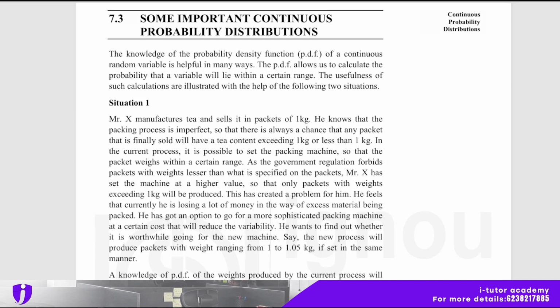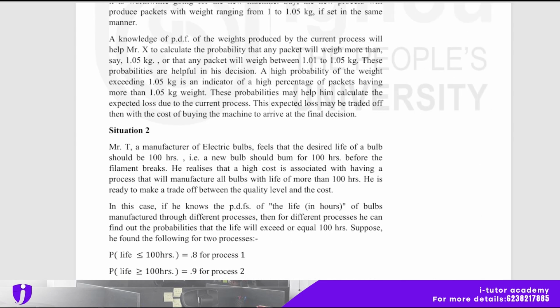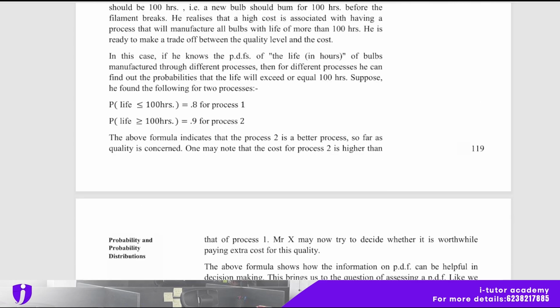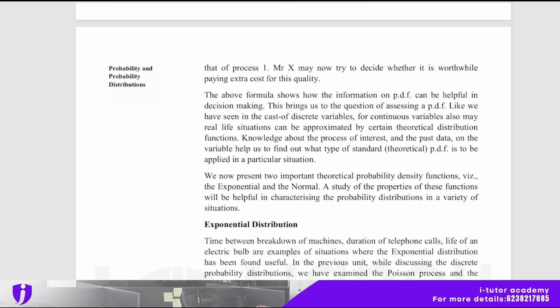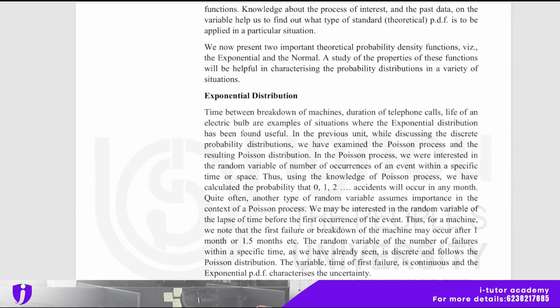So here is a situation, because these probability questions we can only do with examples and situations. So here is situation 1 in the IGNOU study materials, MBA MMPC005 Unit 7. You just refer, and situation 2 is also here, so you just read these two situations. And there is the exponential distribution here, and the time between breakdowns of a machine, duration of telephone calls, and life of an electric bulb are examples of situations where the exponential distribution has been found useful.